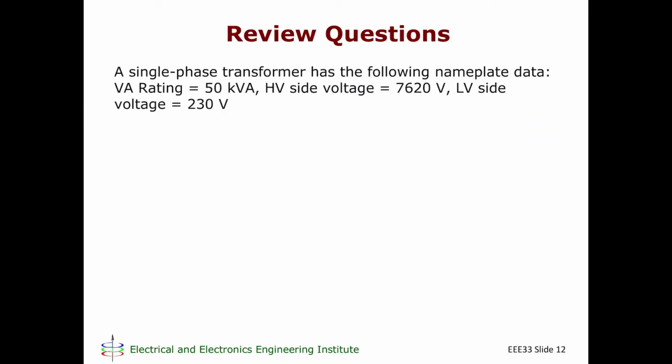So again, let me test your understanding of transformer ratings. Supposing I had a single phase transformer. So supposing I had a transformer with the following nameplate data. It has a volt ampere rating of 50 kVA, and then the high voltage side voltage is 7620 and the low voltage side voltage is 230.